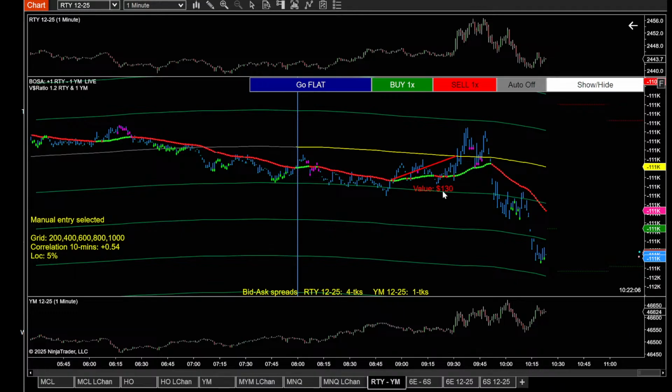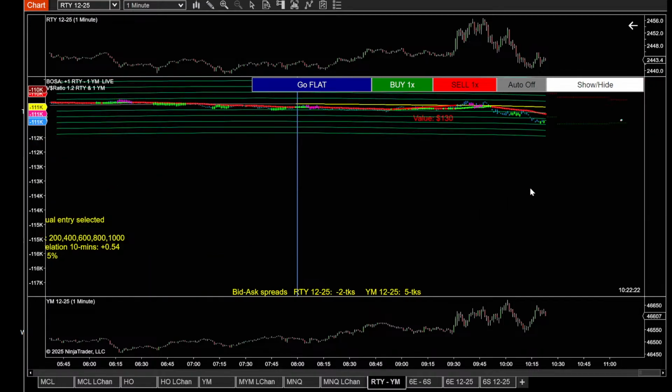That's a $130 increase in equity. So you're buying the spread here and you're holding for 130 bucks. Great, well-defined risk, well-defined target.